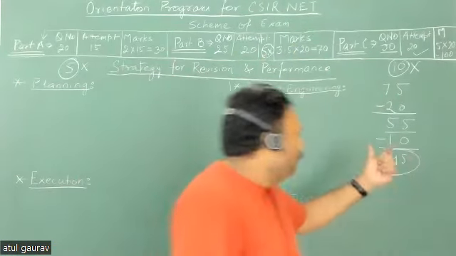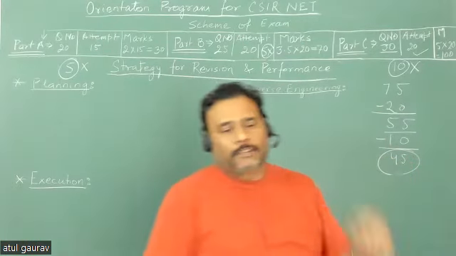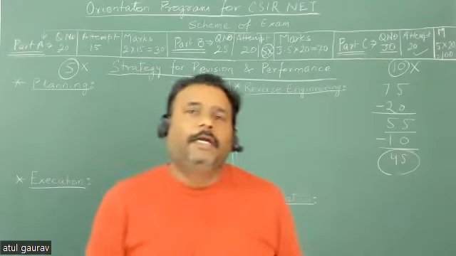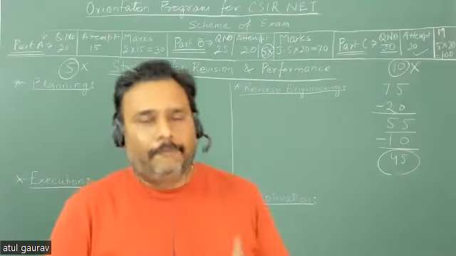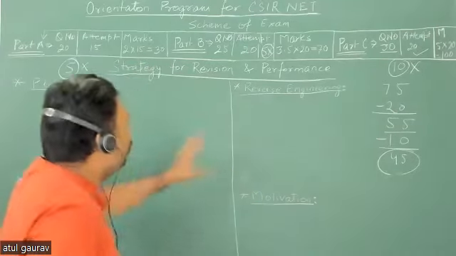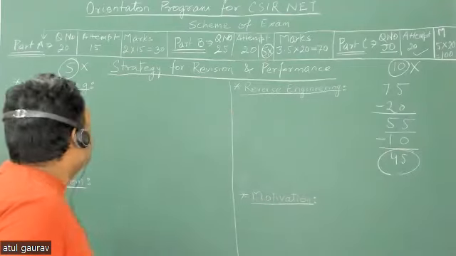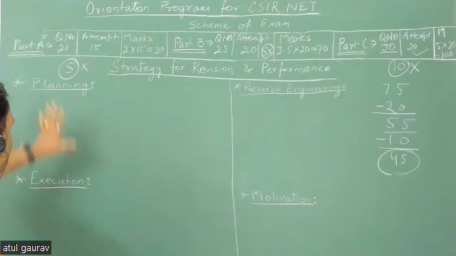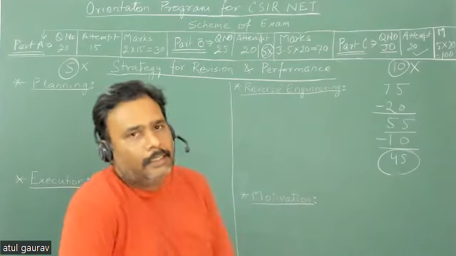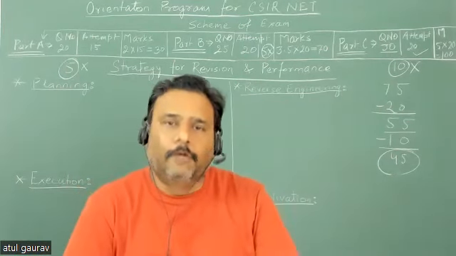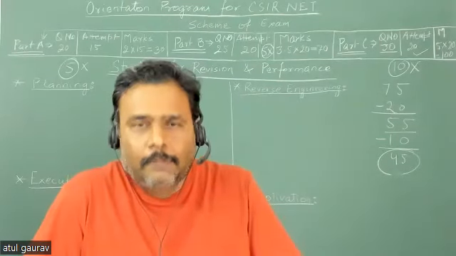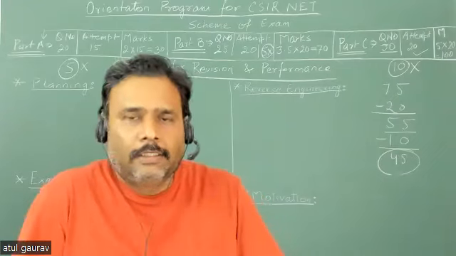What is the strategy? We have to work for these 45 questions in the 3 hours of the examination, and for that, we have to prepare very smartly and efficiently. For that, I have made mainly 4 steps. The first step is planning. The second step is execution. The third step is reverse engineering. And obviously, the last but not the least is motivation, because without motivation, you cannot swim the river. You need some motivation so that you can swim it. So this is very important.